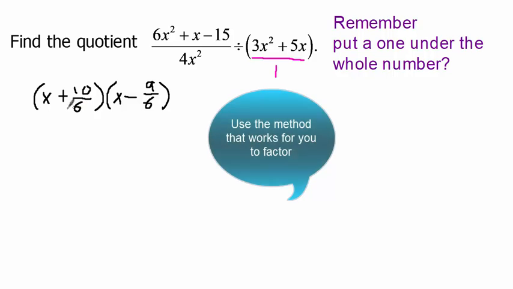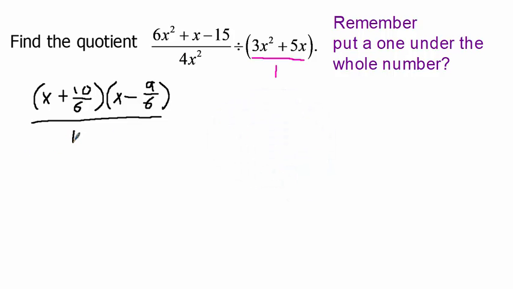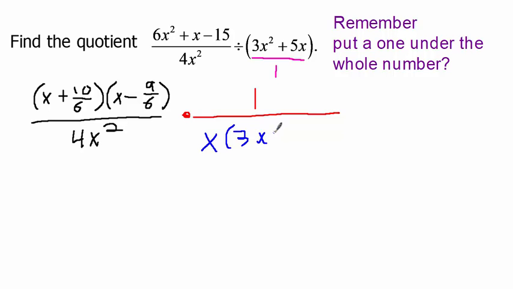So you have several different methods that you can factor those out. I am going to simplify those fractions. Then in the denominator I have 4x squared. So now I need to dot, flip-flop, 1 goes in the numerator. And can I factor anything out of this guy? Well, yes, I can. I'm going to factor out an x, and I'm left with 3x plus 5.